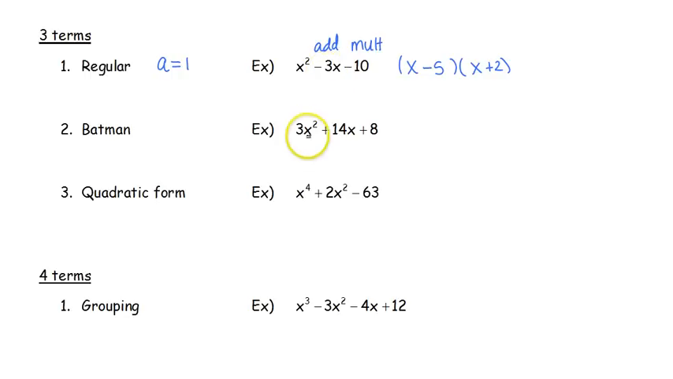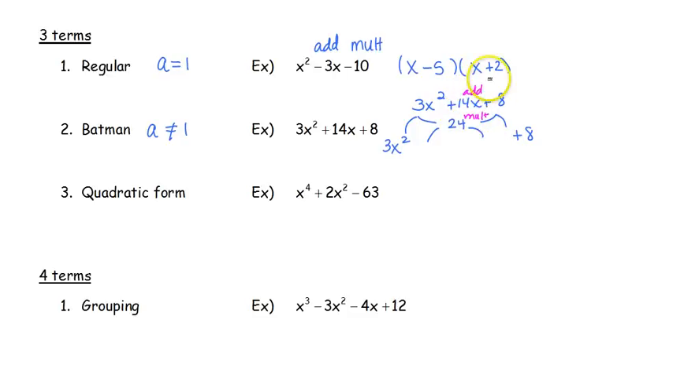Batman is used when we have an x squared, an x, and a number, but our a value is not 1. After we've checked for a GCF, remember, always check for that GCF first. When we do this, our Batman method, let's go ahead and write this over here, give us some more room. We multiply the first term and the last term to get 24. We bring down that first term, 3x squared, and a positive 8. We are looking for two numbers that are going to multiply to 24 and add to 14.